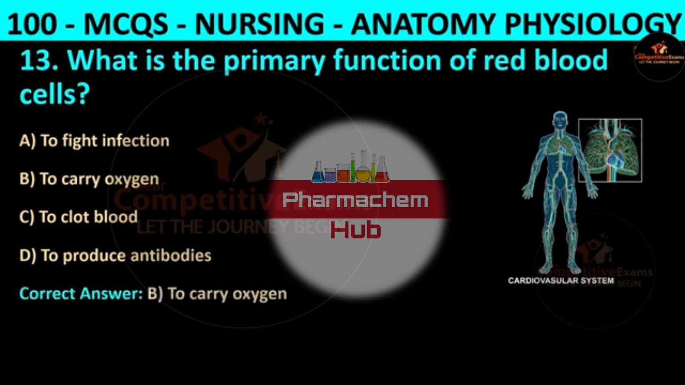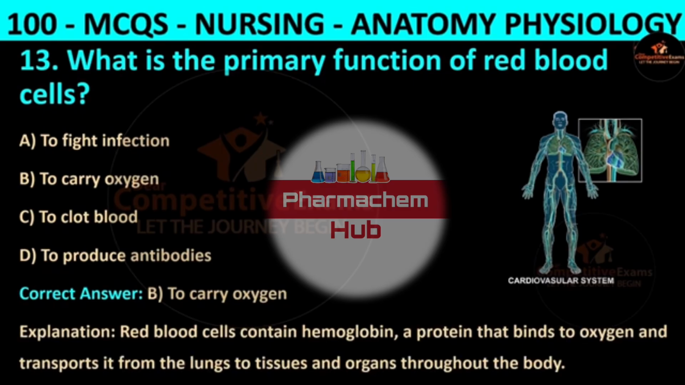The correct answer is B, that is to carry oxygen. Red blood cells, RBCs, contain hemoglobin, a protein that binds to oxygen and transports it from the lungs to tissues and organs throughout the body.